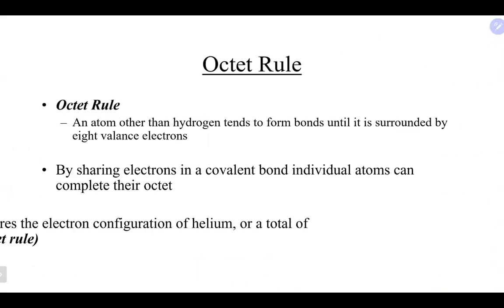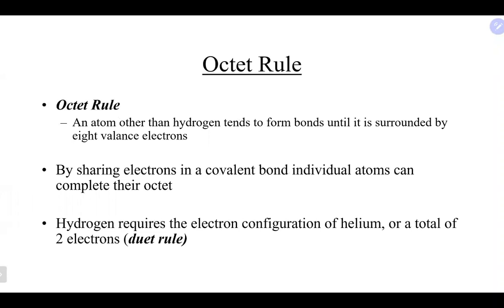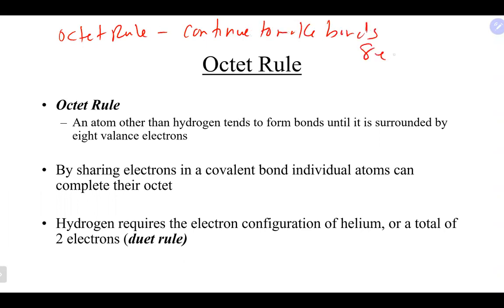So as we talked about, that brings up the really important rule, which is the Octet Rule. The Octet Rule basically means that everybody will continue to make bonds until they've got 8 valence electrons around them, except obviously hydrogen, which, as we talked about, needs just 2 electrons. Hydrogen is sometimes referred to as following the duet rule. It needs just 2 electrons, but the octet rule is pretty much what everybody else needs to get to.